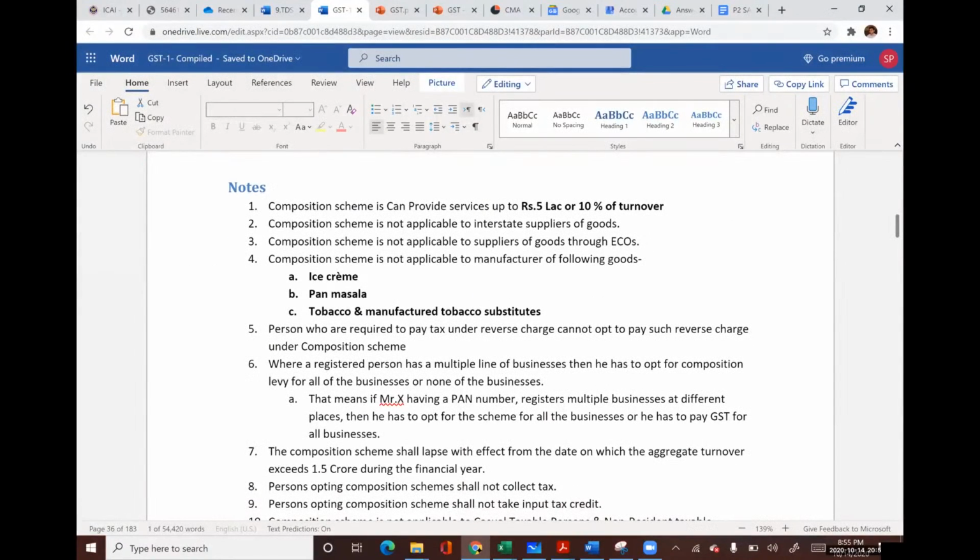Notes: composition scheme taxpayers can provide services up to rupees 5 lakh or 10% of turnover.